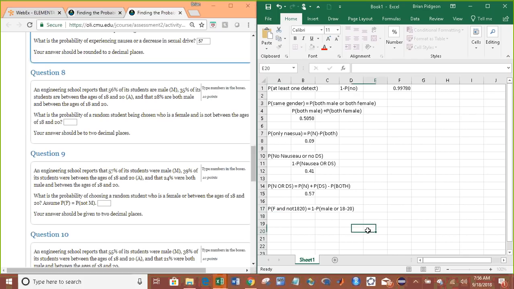Or 18 to 20. We don't want it to be male or 18 or 20, because if we're not male, that implies we're female, and if we're not 18 to 20, well, then that's what we're trying to find. And we have all the information given to us in the problem. 1 minus, the probability of being male is 0.56. The probability of being 18 to 20 is 0.35, and subtract the probability of both, 0.28. 0.37.